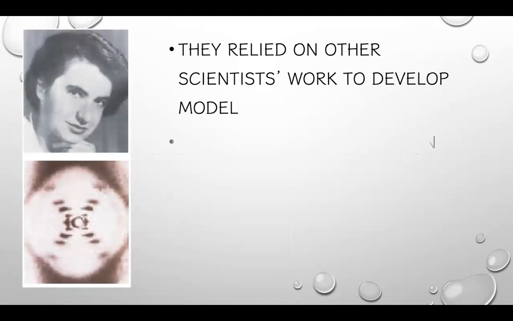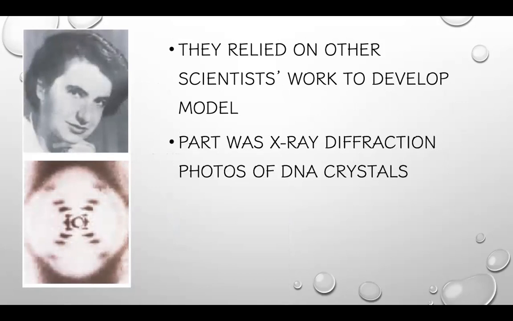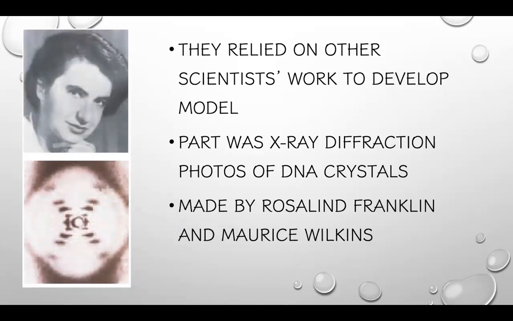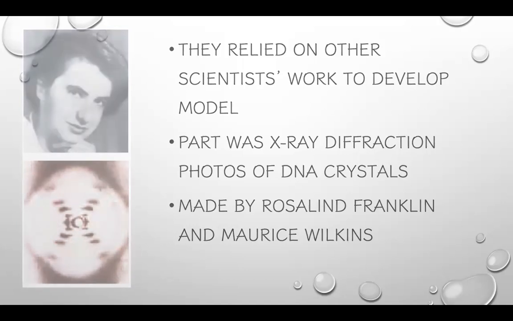But here we have Rosalind Franklin, and she did X-ray diffraction photos of DNA crystals. That was Rosalind Franklin and Maurice Wilkins that actually took, this is an actual, one of the first photographs of the DNA molecule, and you can see how it crisscrosses there. This is what helped Watson and Crick determine that it was not only 2 chains that were connected in the middle, but that it was actually twisted, giving it that double helix shape.